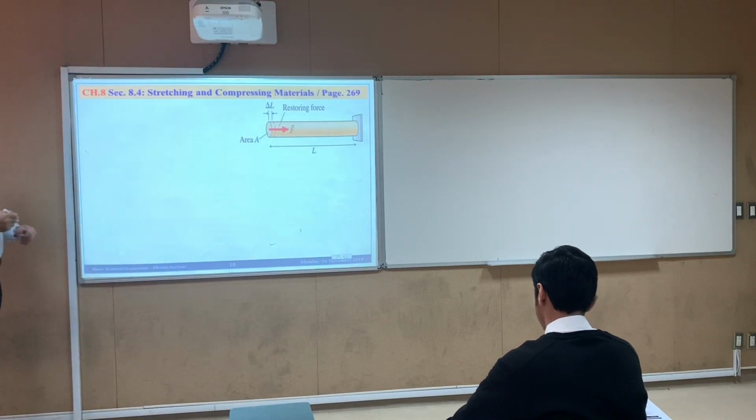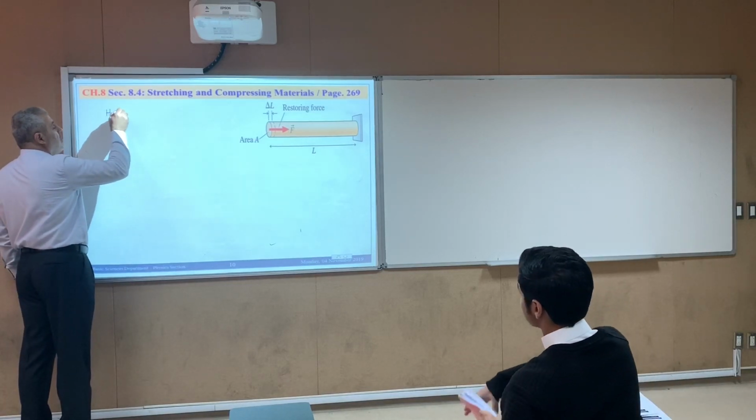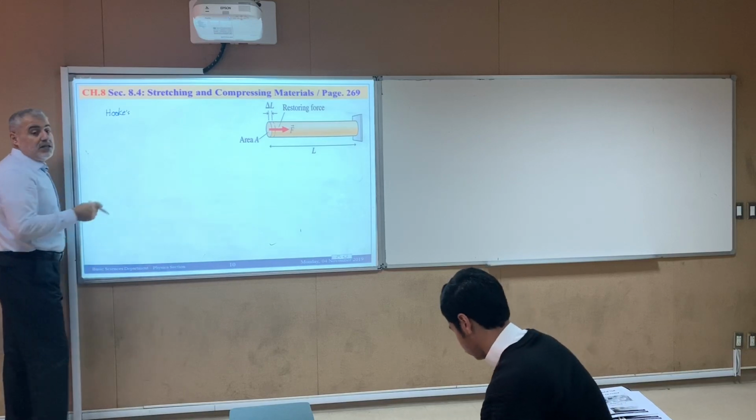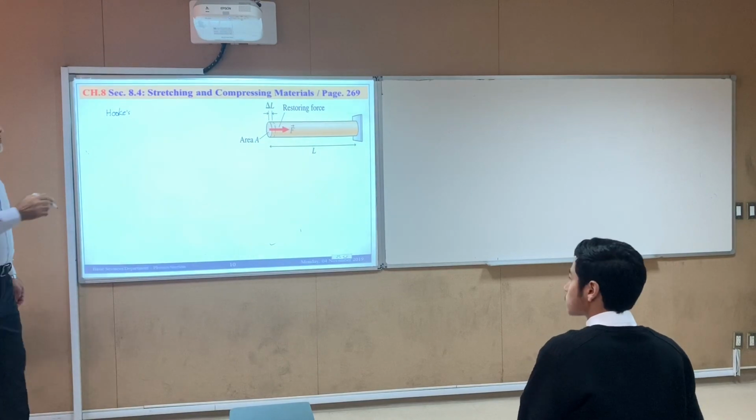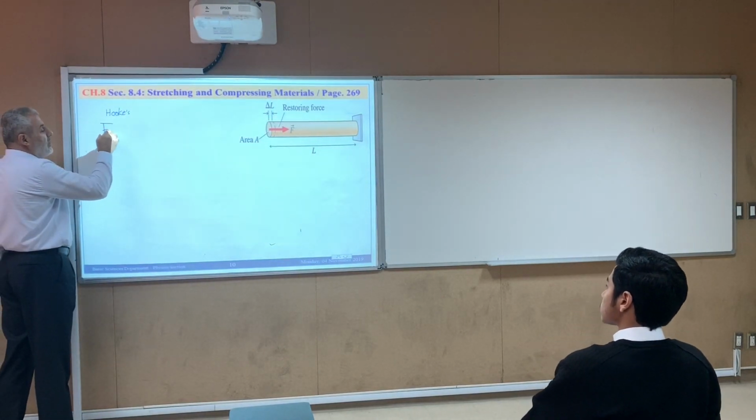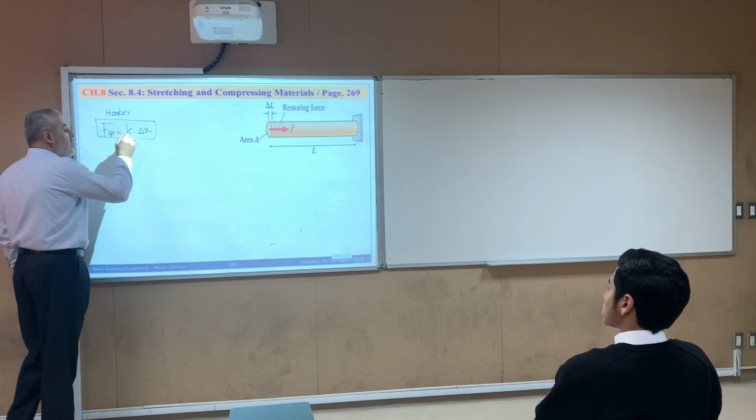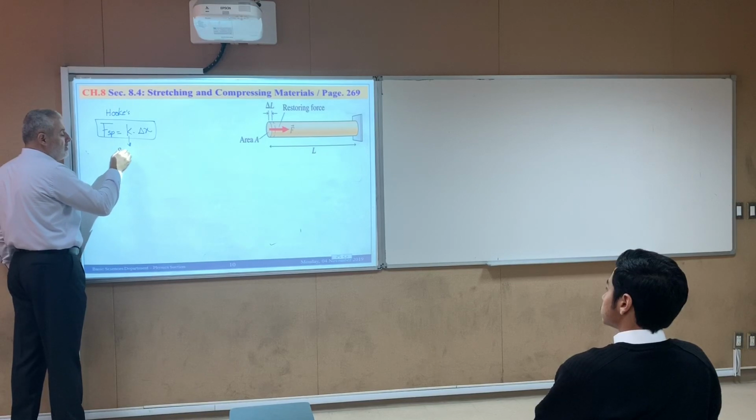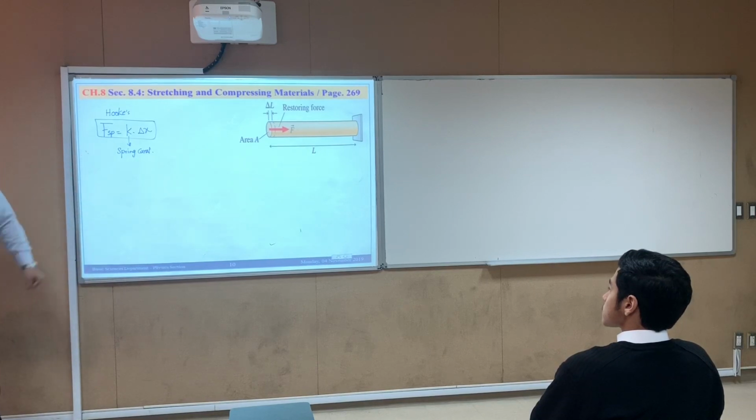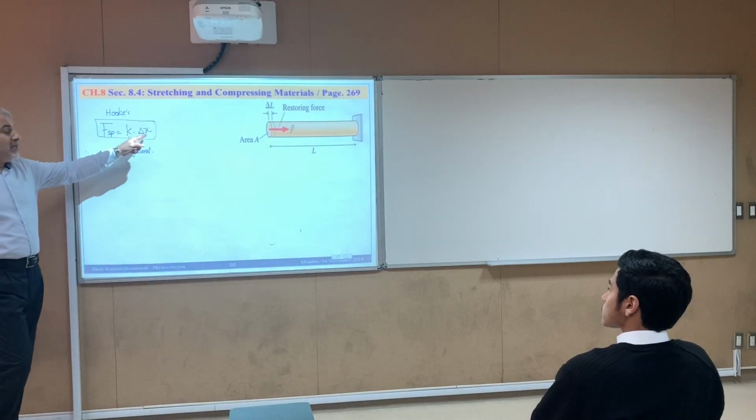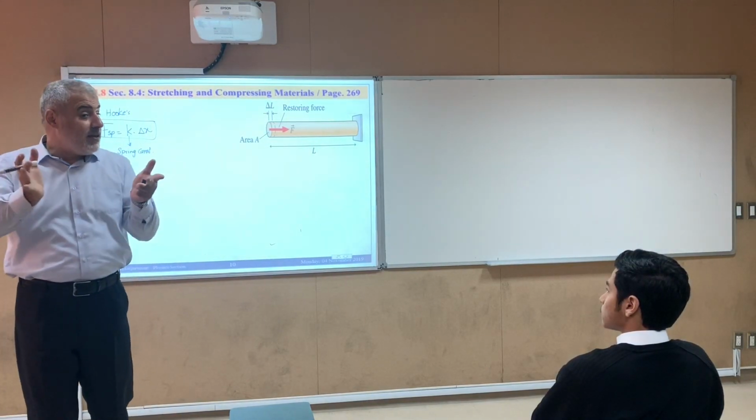Please, just pay attention. If you remember, we said that from Hooke's law, he proposed that there is a linear relationship between restoring force and displacement. And we write this as F spring is equal to K times delta X, where K we call the spring constant. As you stretch more, the restoring force will be more.